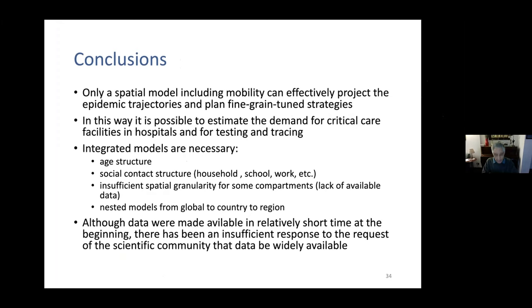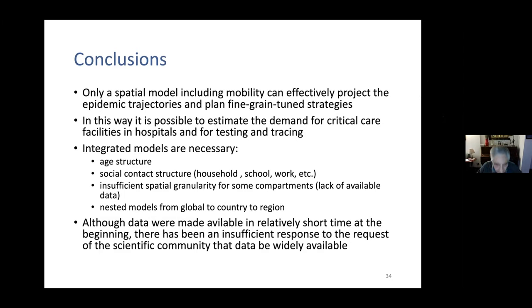To conclude, a spatial model, at least in our opinion, including mobility, is fundamental if we want to project in real time the epidemic trajectories, at least at the very beginning, when it might be useful to implement containment measures immediately in order to stop the spread of the disease. In this way, it is possible to estimate the demand for critical care, the hospitalization you should expect in order to avoid the big problem for hospitals, and to estimate how much testing and tracing we should do.